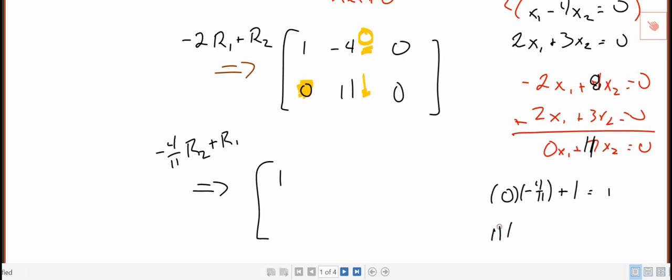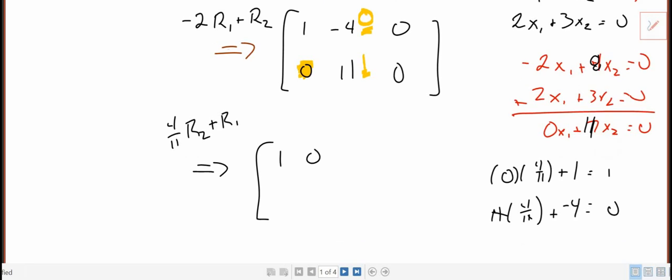But then we're going to take 11 times a negative 4 elevenths. And I guess I should have done a positive 4 elevenths, shouldn't I? Because I need a 0 there. Plus the negative 4, we get 4 minus 4, which would be 0. And then the last row is 0 times the 4 elevenths plus the 0, which is still 0. We get 0, 11, 0.